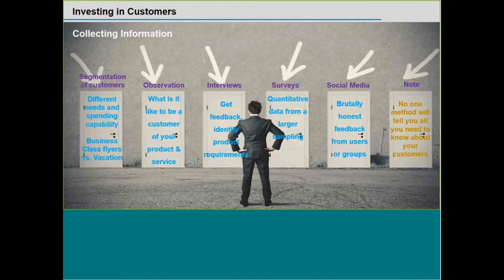One way we can figure out what our customers want is observation. Understanding what it's like to be a customer of our product or service. Not just listening to them, but experiencing that firsthand. We can also talk to our customers. We can have interviews with our customers, get feedback from our customers, understand what it is that they like and dislike about our products.